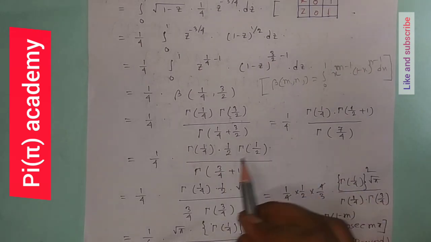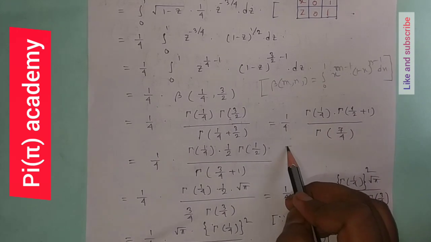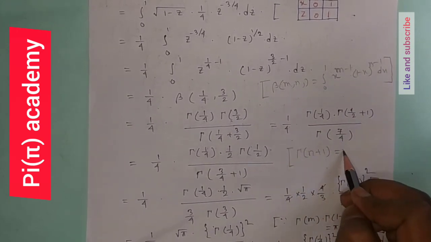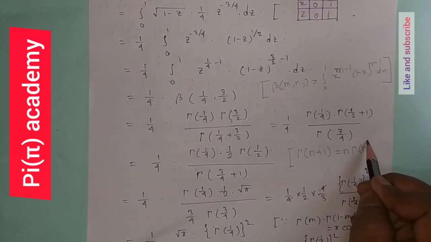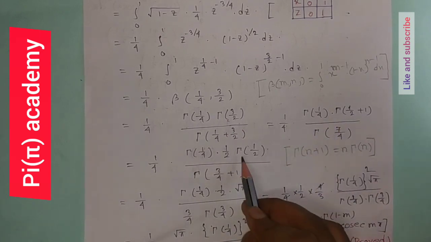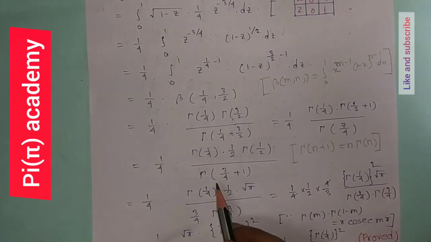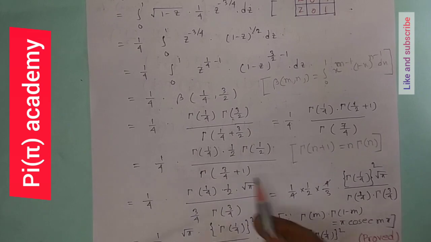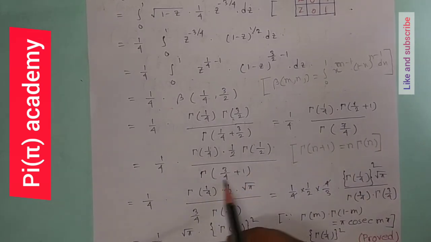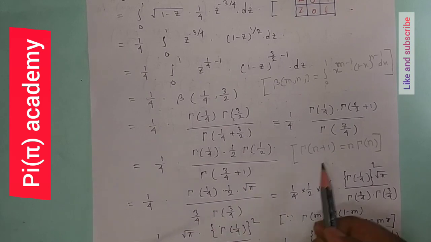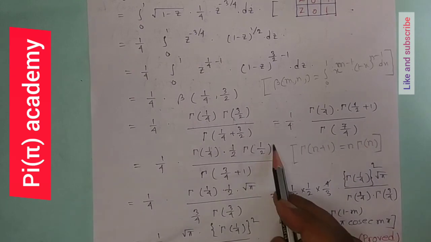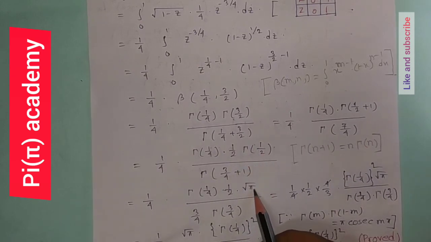Therefore, we also know that gamma(n plus 1) equals n gamma n. So this is half gamma half, divided by gamma of 3 by 4 plus 1. The 7 by 4 equals 3 by 4 plus 1. Similarly, this is also 3 by 4 gamma 3 by 4 by the same rule, gamma(n plus 1) equals n gamma n. And we also know that gamma half equals root pi.